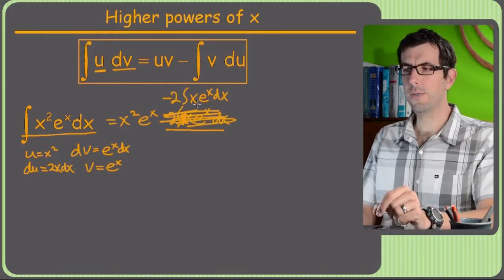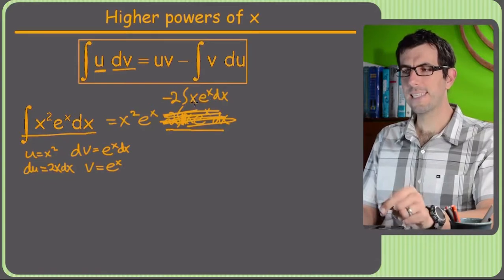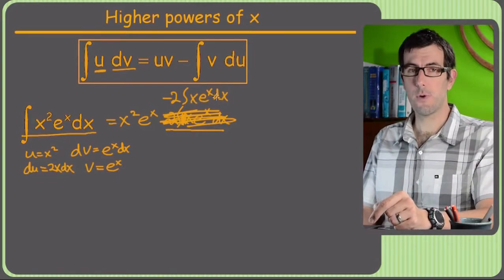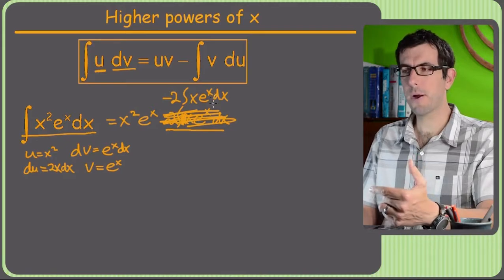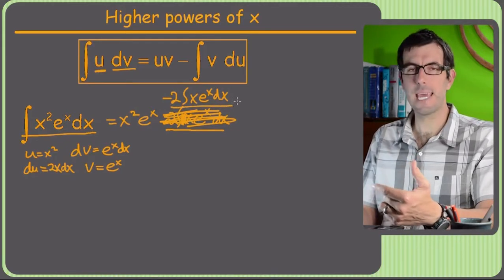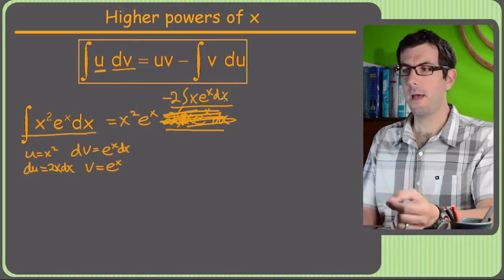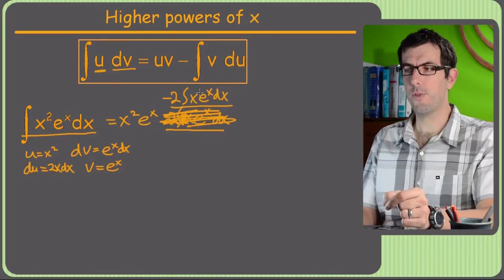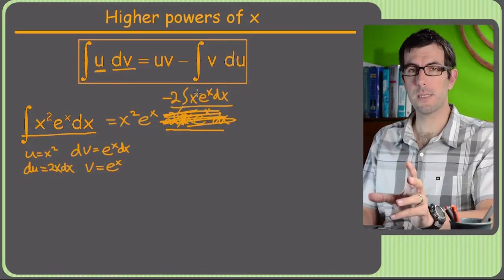So here's the integral we need to do now to finish up our integral by parts. But the problem is that x e to the x is not something I can integrate normally either. I need integration by parts just to do an integral that came from doing integration by parts. But check it out. We're a little bit closer to being done than we were.